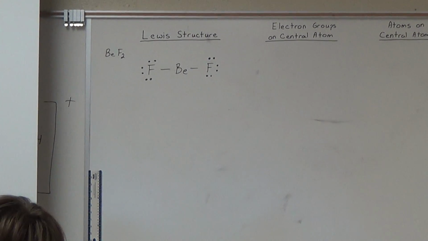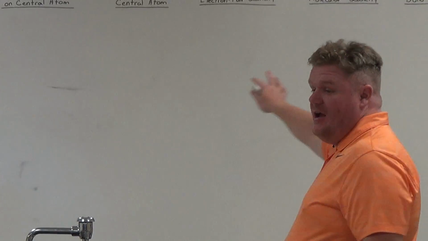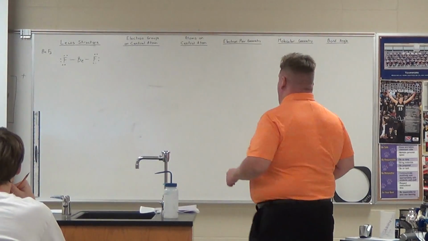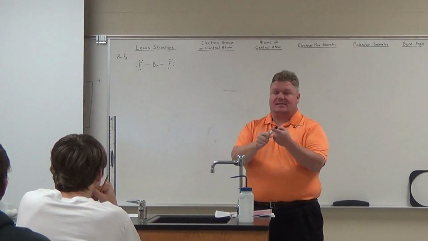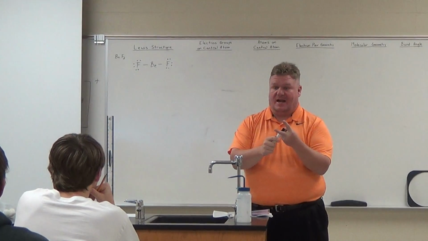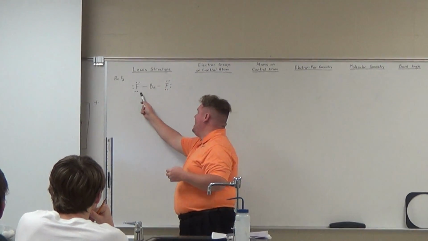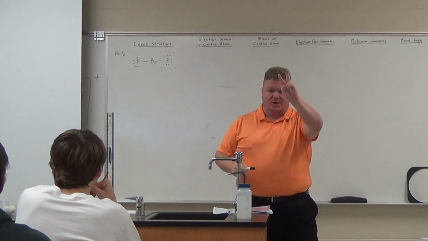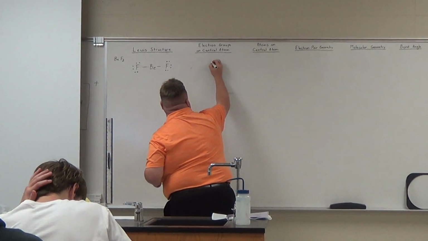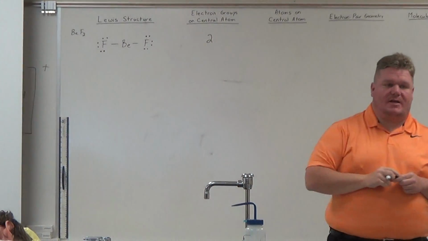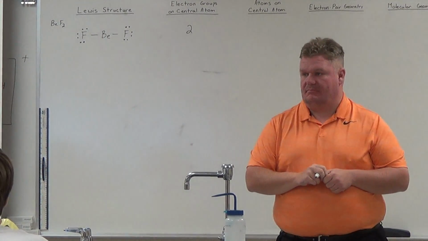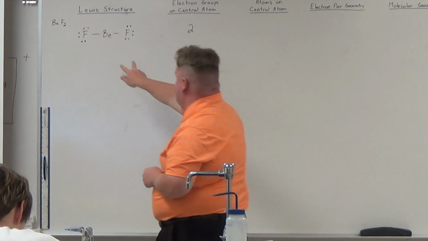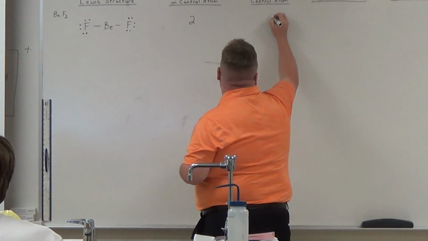All right. So what we're going to do now is start filling out this chart here, and then you're going to build the molecules with the styrofoam balls and toothpicks you have there. When we talk about electron groups on the central atom, that would be any bonds that the central atom makes, and any lone pairs that it has. So how many electron groups do we have on the central atom right now? 2. There are 2 bonds, no lone pairs. So 2 electron groups on the central atom. How many atoms are bonded to the central atom? Also 2. Because it has 2 bonds, it's also bonded to 2 atoms.